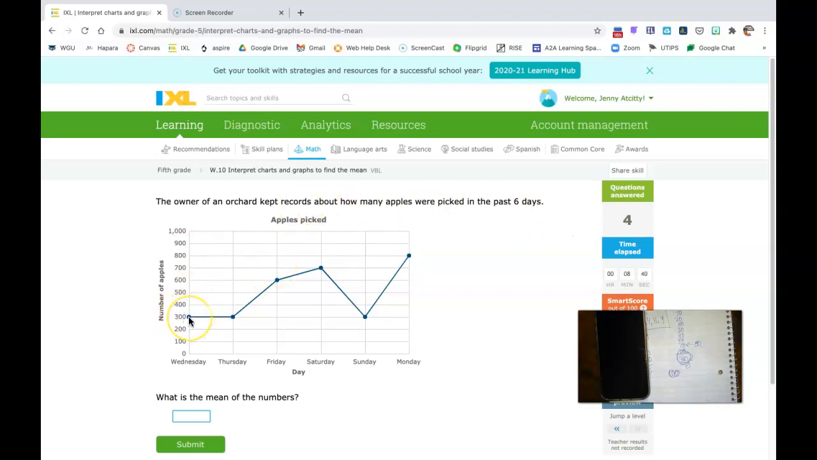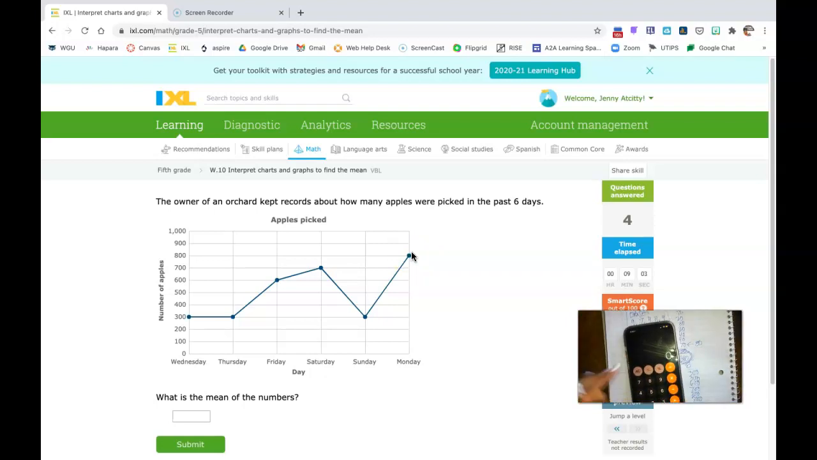So Wednesday, my number is 300. Thursday, I have 300. Friday, I have 600. Saturday is 700. Sunday is another 300. And Monday is 800. So this is a harder one because the numbers are bigger.